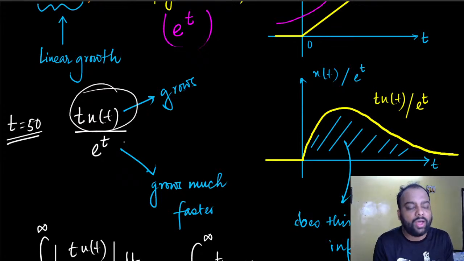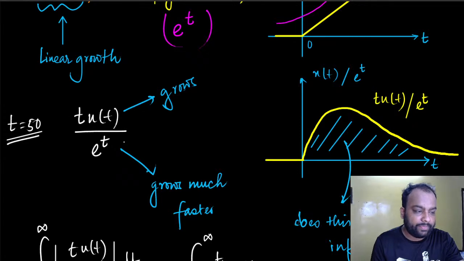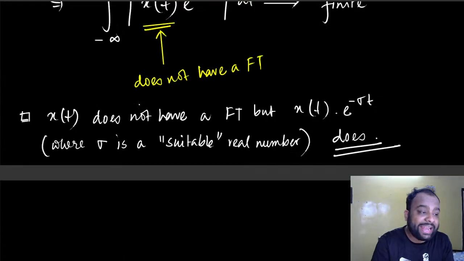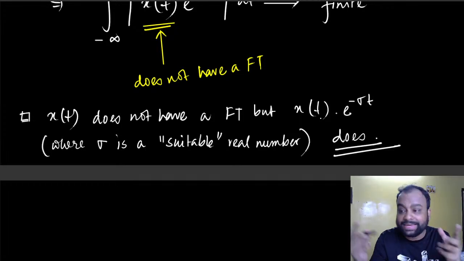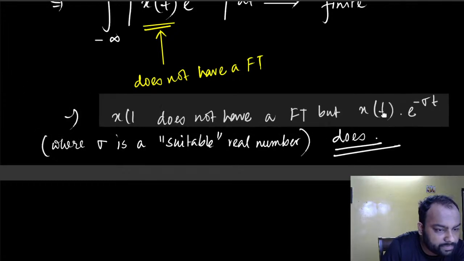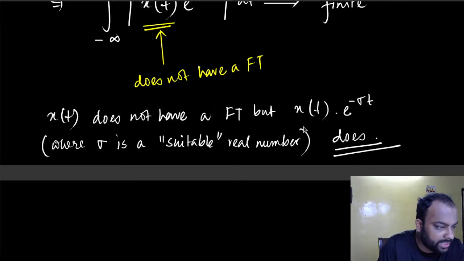So essentially, there are many signals that do not have a Fourier transform, but when I multiply them with e to the power minus sigma t, they do then have a Fourier transform. So this is the point. There are many signals such that x(t) does not have a Fourier transform, but just multiplying that signal with e to the power minus sigma t makes it have a Fourier transform, right? So let me modify my statement here a bit. What did I just do?